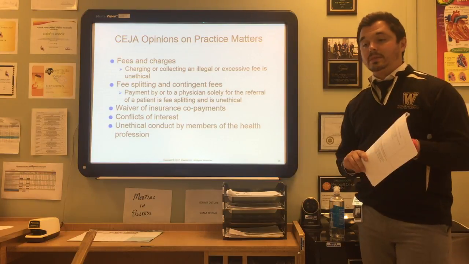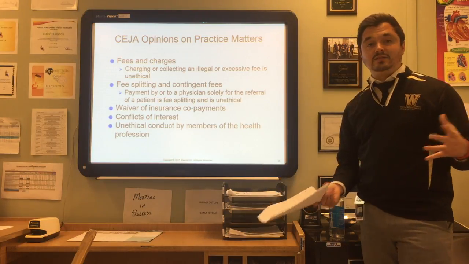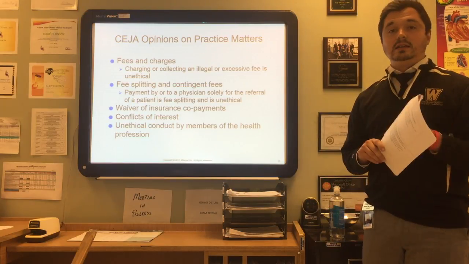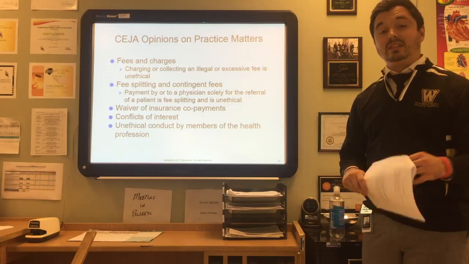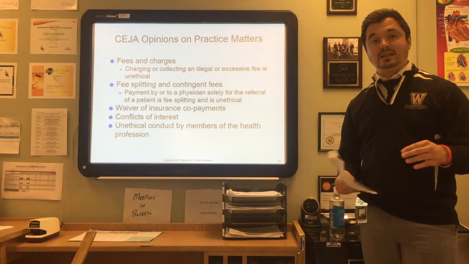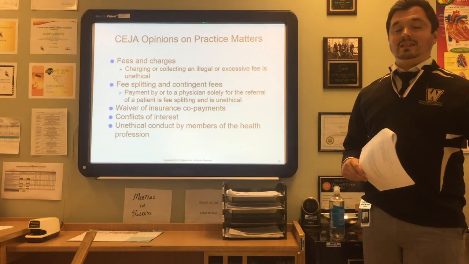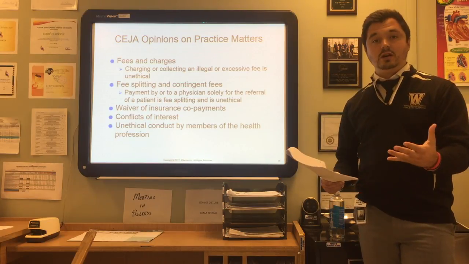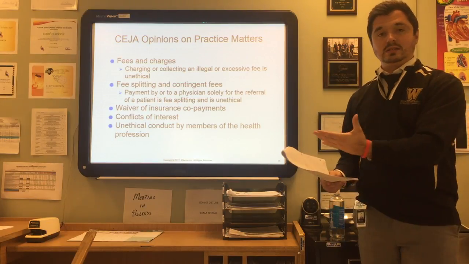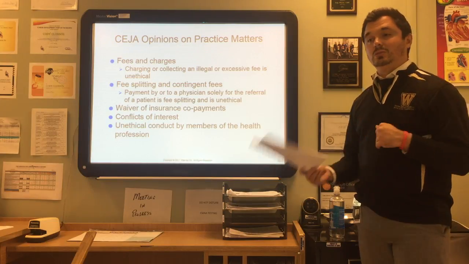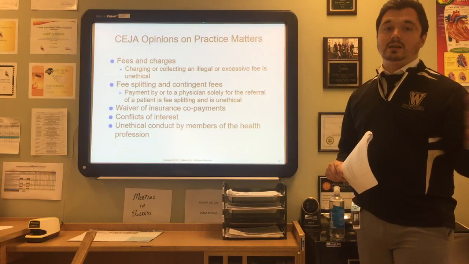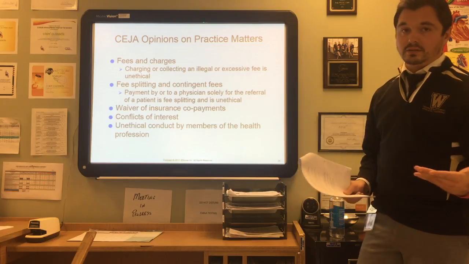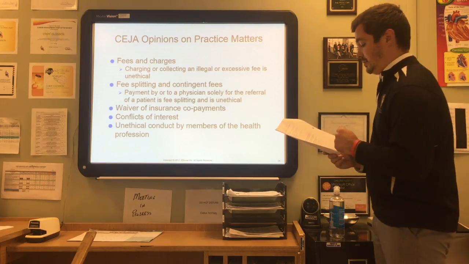For example, say the medical office manager's husband is a medical device salesperson, and they make commission for all the devices that they sell. That could be an ethical dilemma for the medical office manager, because she obviously wants her husband to sell products to this office so that they make more money in the long run, guys. That is a conflict of interest, and that is unethical.